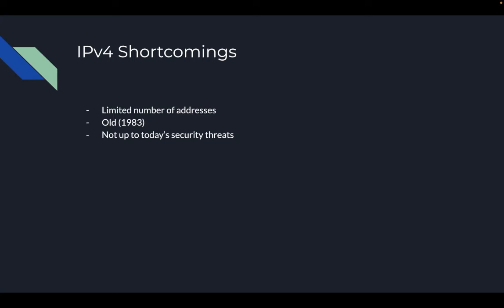So there are other issues with IPv4, not just the fact that it has a very limited number of addresses, allowing less than one address per person on the planet right now. So another issue with it is that it is old. IPv4 was invented in 1983, meaning it is just simply not up to today's security threats. It is very vulnerable to hackers and viruses and malware and so many other cybersecurity threats. Next slide.